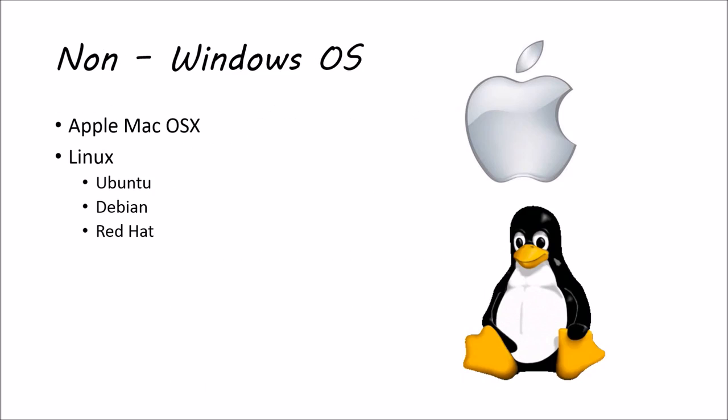What about operating systems that are not Windows? Well, they do exist. So just because something's an operating system does not mean it's a Windows operating system. And here are a couple of examples that are very common. So the first one would be Apple Mac OS X, which is this. It's a Macintosh. And there's another one called Linux, which this is their mascot, Tux, right here, or Ubuntu, Debian, and Red Hat.